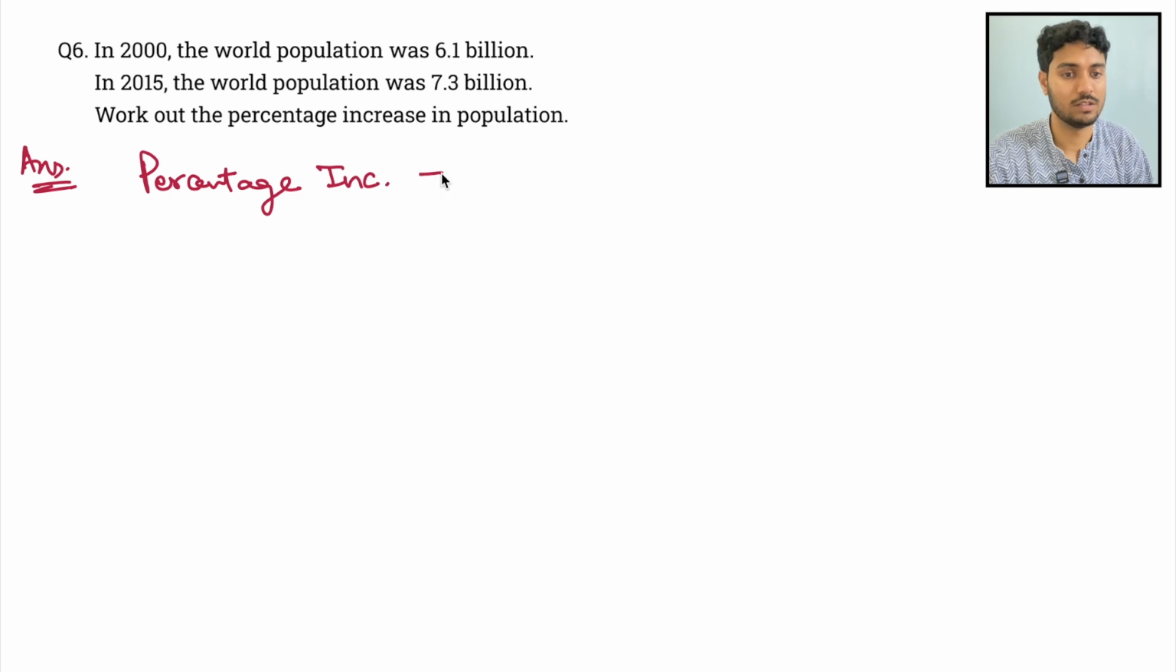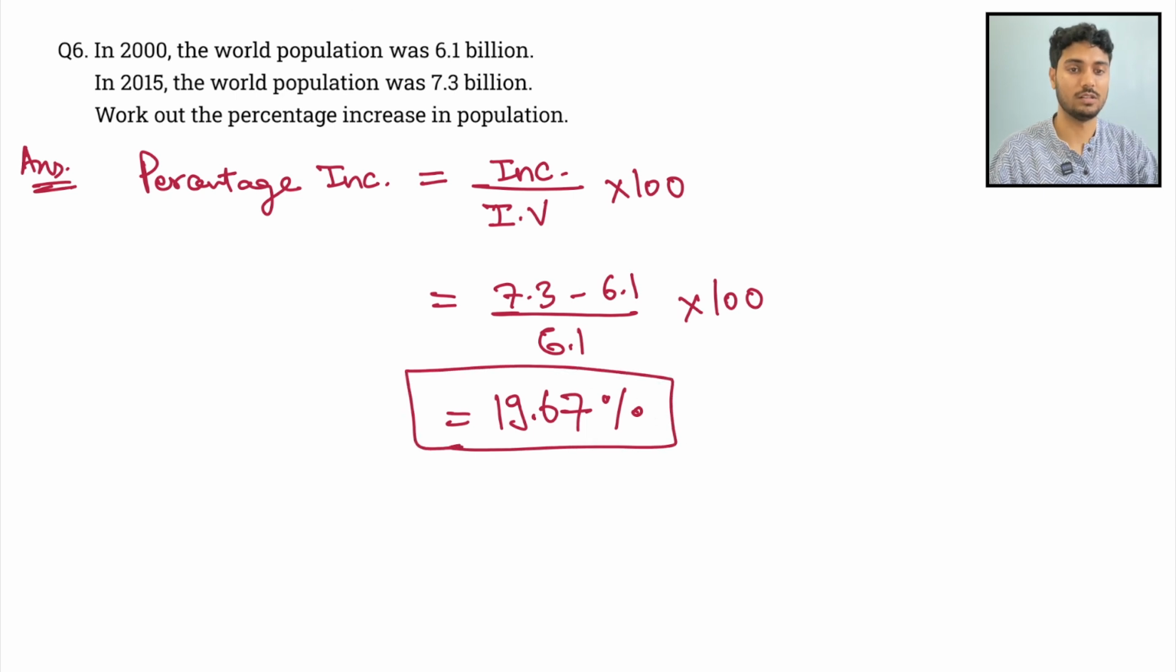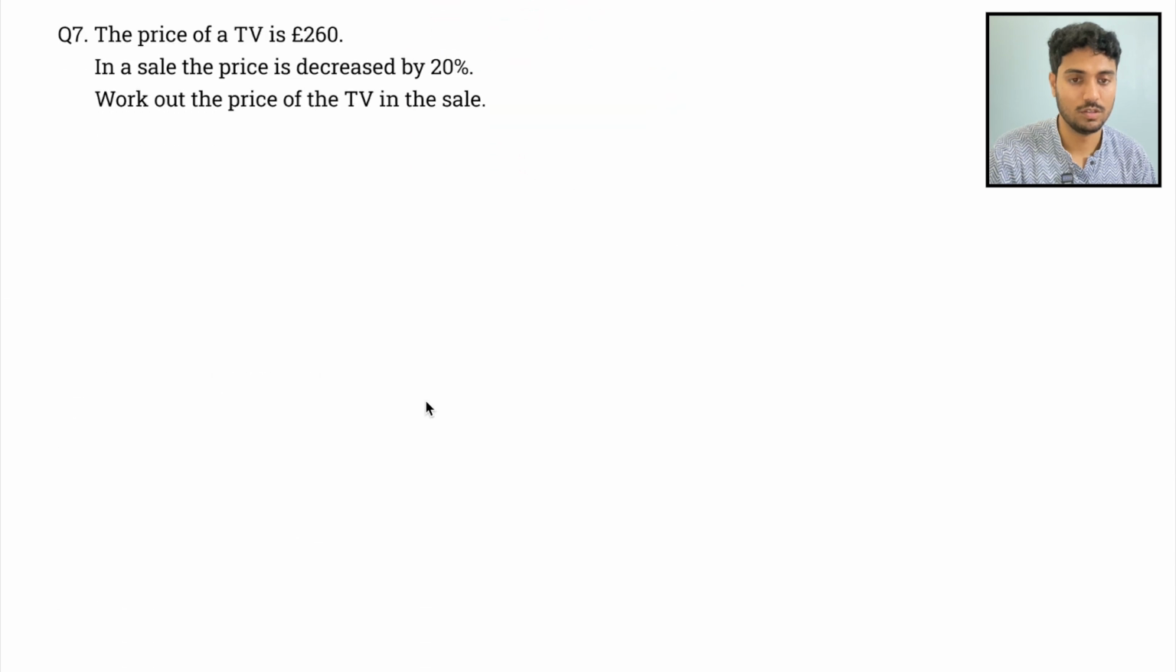Percentage increase, that is going to be increase divided by initial value multiplied by 100. So increase is 7.3 minus 6.1 billion divided by, initially it was 6.1 billion, multiplied by 100. So increase is 7.3 minus 6.1 divided by initial value, that is 6.1, multiplied by 100, and that is 19.67. 19.67 is the increase percentage. Let's move on to next question.